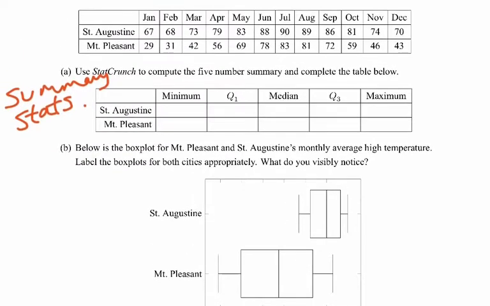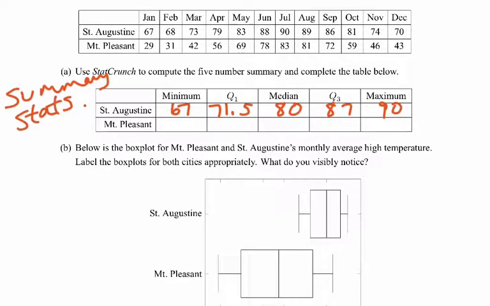So if I put all this data into StatCrunch and I did a column for St. Augustine and a column for Mount Pleasant, and I asked it for the 5-number summary from the summary statistics, I would write these down. The minimum for St. Augustine is 67. The Q1 is 71.5. The median is 80. Q3 is 87. And the maximum is 90.